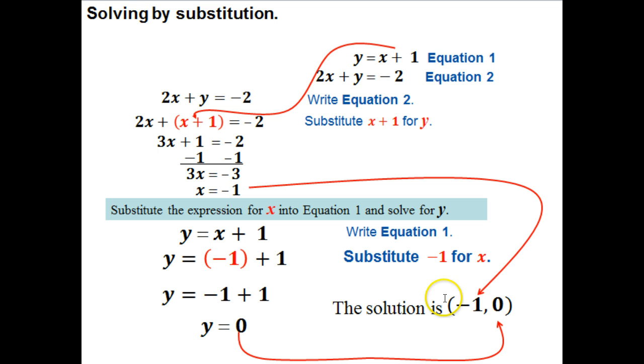Remember that you can always take these values and plug them in, and they need to work for both equations, both equation number 1 and equation number 2. If they do work for both equations, that is your solution.